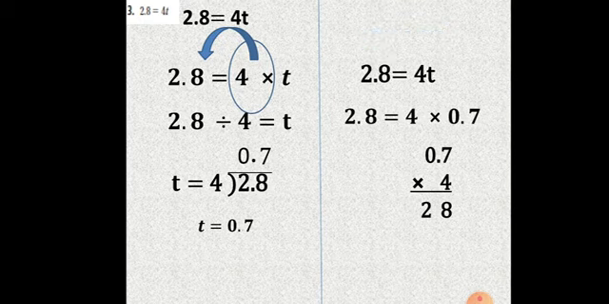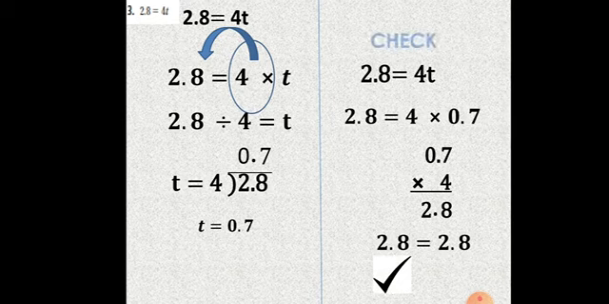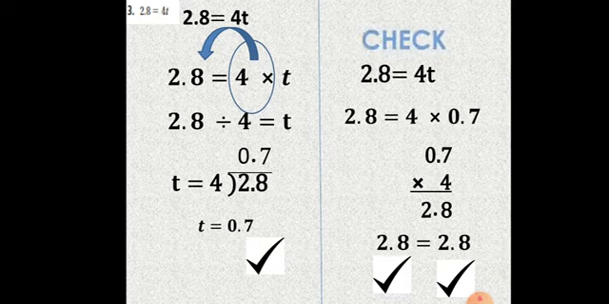So now, is that the end? Where is the decimal point? So don't forget to put the decimal point right under each other. So 4 multiplied by 0.7 is 2.8, which means we got 2.8 on both the sides, which means our answers are right on both the sides, and also the answer we found for t is also right.